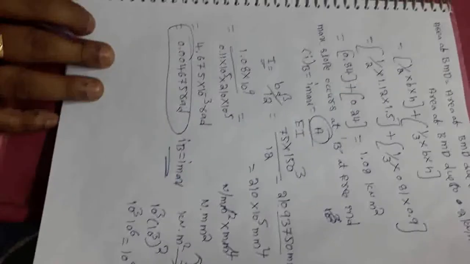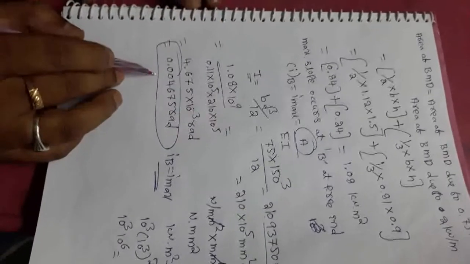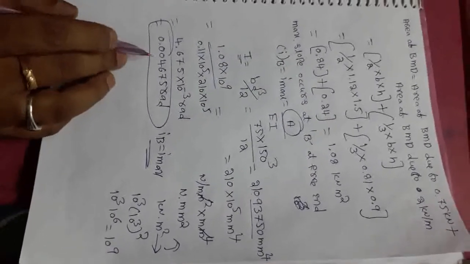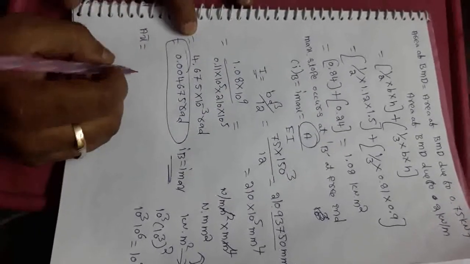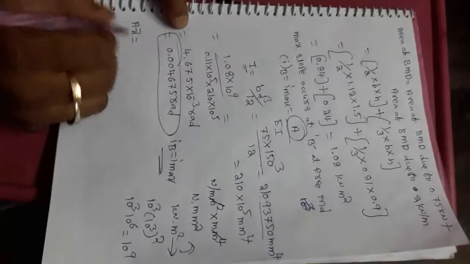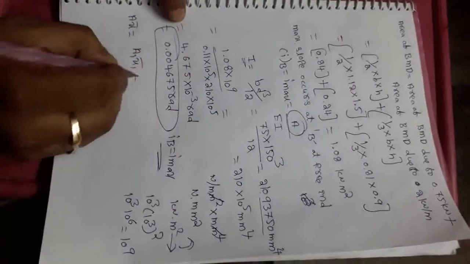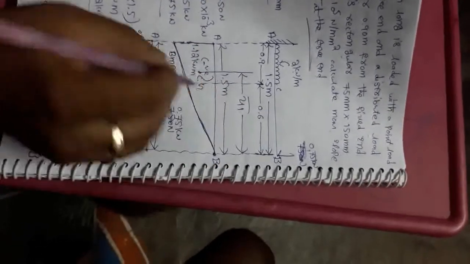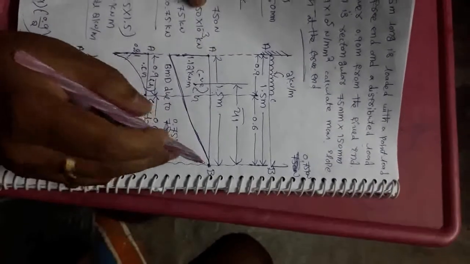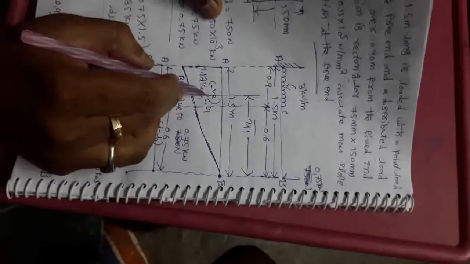Okay, so after getting the maximum slope, you can find the A x bar. This A x bar is used to find the maximum deflection. This A x bar formula is A1 x1 bar plus A2 x2 bar. A1 equals 0.84, and x1 bar is the distance from B to the center of gravity.